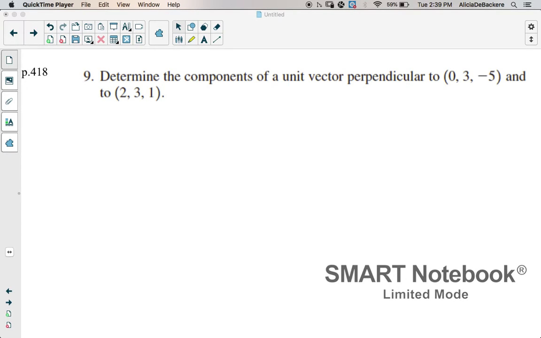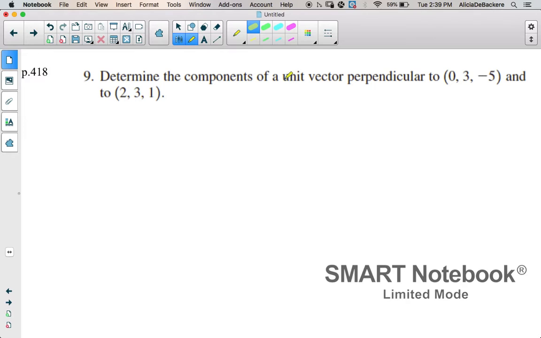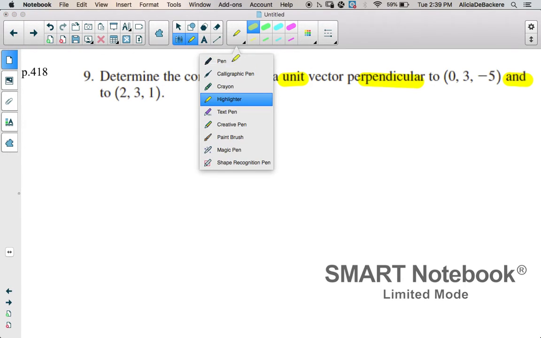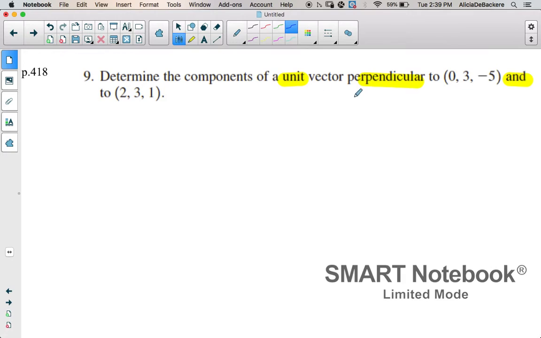Okay, the next homework question I got was from the review, page 418, question number 9. Question number 9 is asking for the components of a unit vector perpendicular to both of these vectors. Because I want a vector that's perpendicular to two other vectors, I'm going to use the cross product, because that's what the cross product does. It finds a vector that's perpendicular to two other vectors.